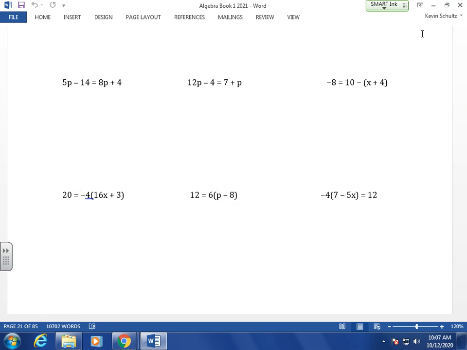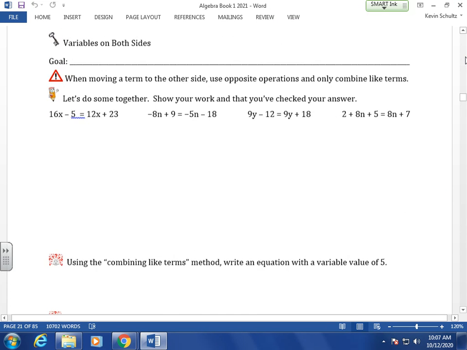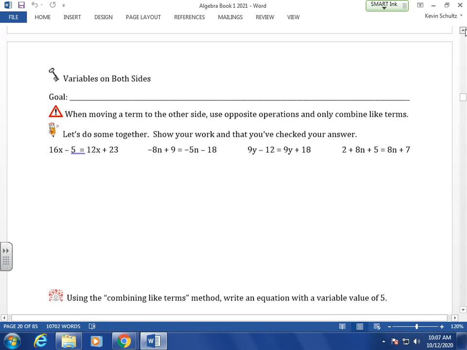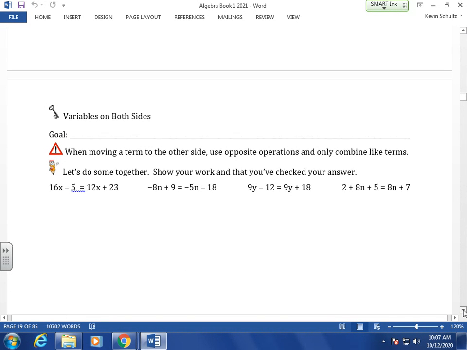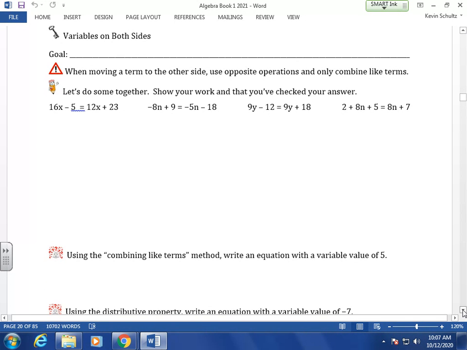The second part of PO10 deals with variables on both sides. What is your experience with variables on both sides? For example, if we've got 16x minus 5 equals 12x plus 23. Have you worked with variables on both sides before? A little bit.